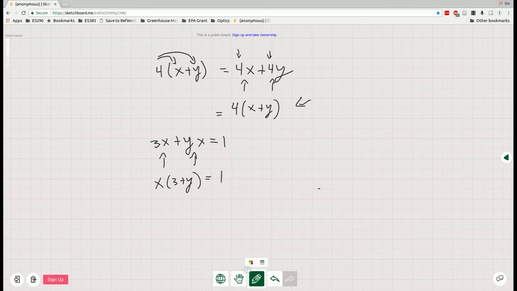Now we can isolate x all by itself by dividing both sides by 3 plus y. X is equal to 1 divided by 3 plus y. And we have a solution. We've isolated x. If our problem gave us a value of y, then we could actually calculate a numerical value for x. But at the very least, we know how x depends on y and the other numbers and unknowns that were included in the equation. So I think this will be useful for us in some of the problems that are coming up.